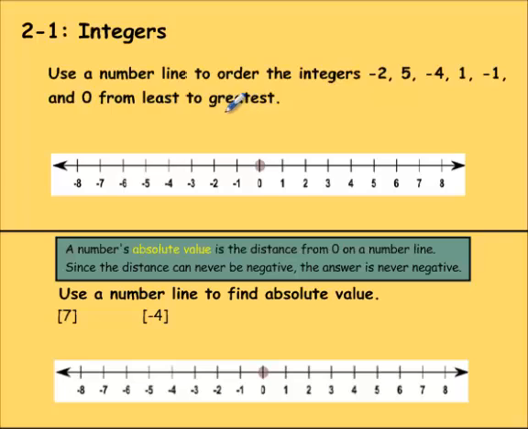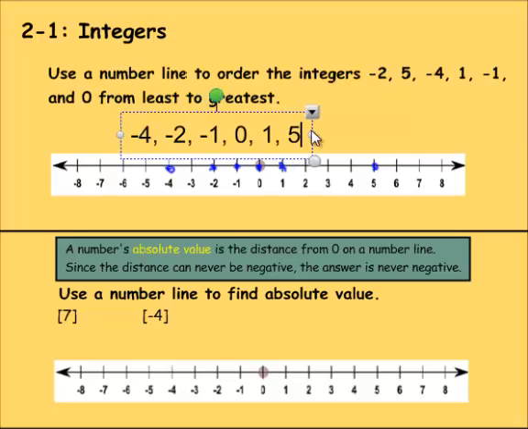Here we have to use the number line to order the integers negative 2, positive 5, negative 4, positive 1, negative 1, and 0 from least to greatest. So we're going to use that same thing we did last time. We're just going to plot this on the number line and then answer that question. So we have negative 2, positive 5, negative 4, positive 1, negative 1, and 0. I can read from left to right and put all these numbers in. So I'll go negative 4, negative 2, negative 1, 0, 1, and 5.